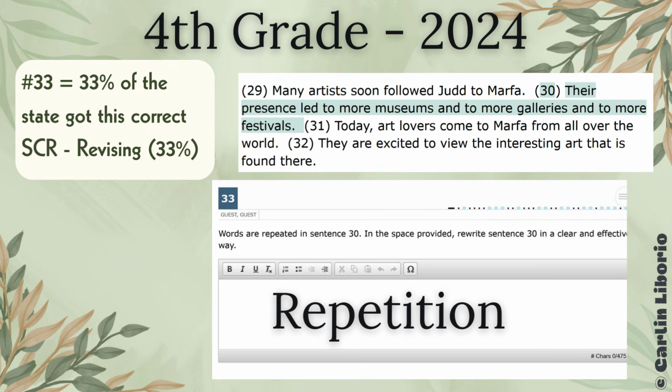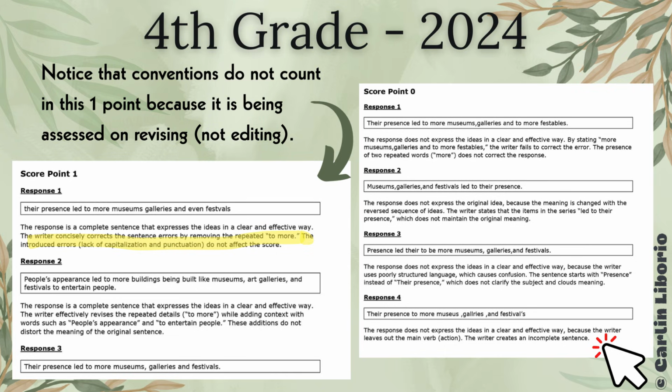Okay, here's an example. This was from 2024, 4th grade. They asked about repetition. Now, the state did a lot worse on this question, 33%. So this was a hot spot. Listen to the sentence. Their presence led to more museums and to more galleries and to more festivals. Can you hear what is repeating? So what the task is they have to get rid of that repetition, clean it up, and just write one nice sentence.